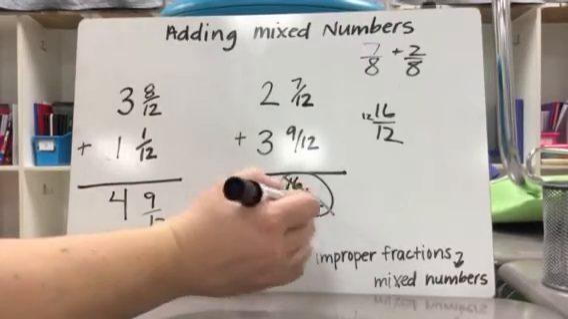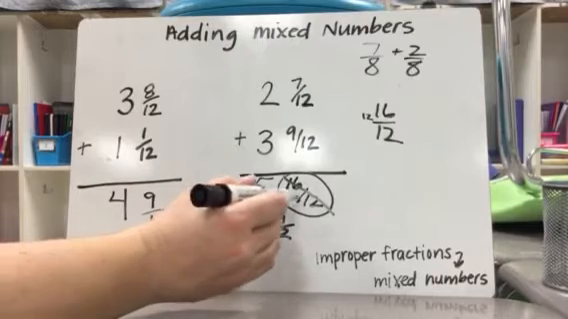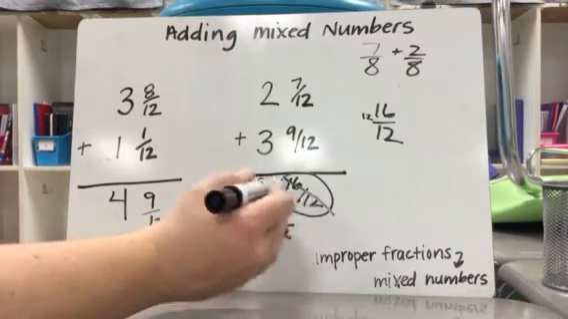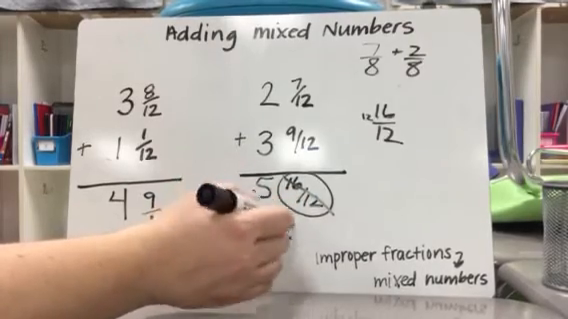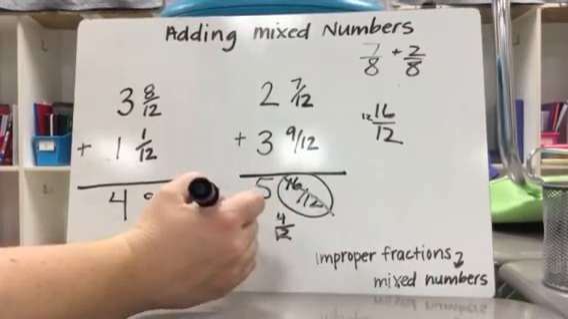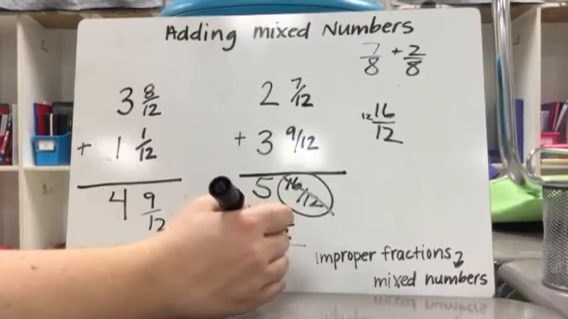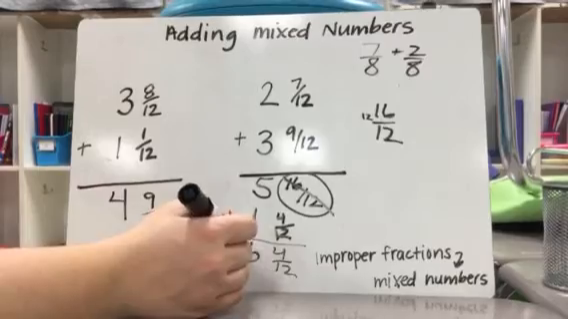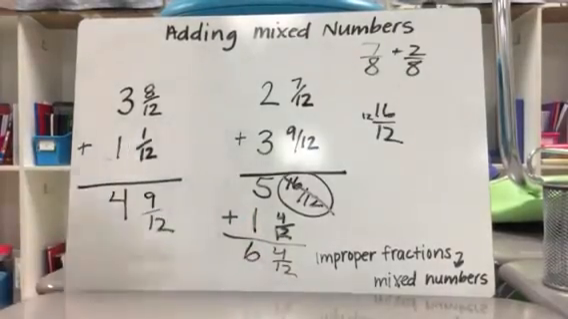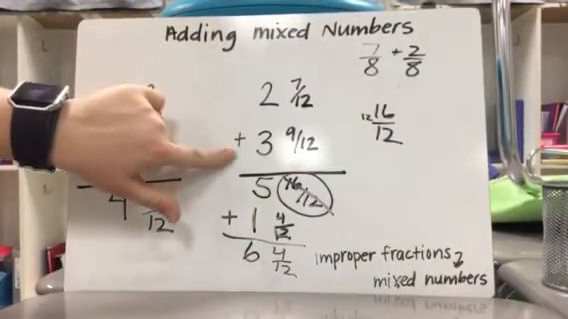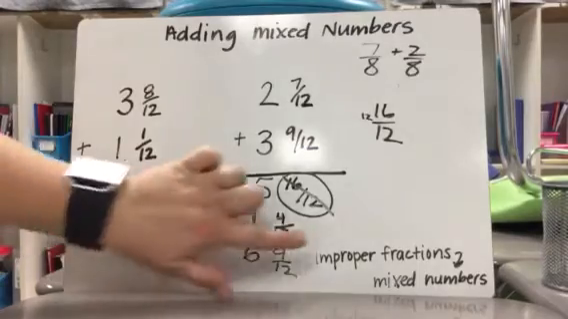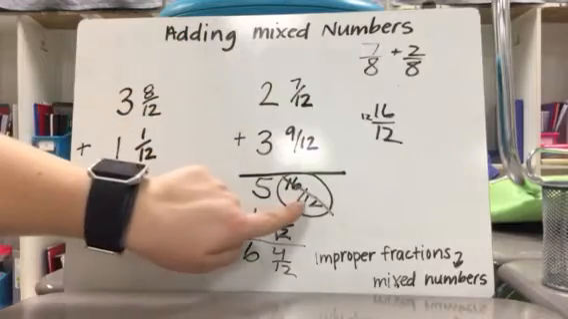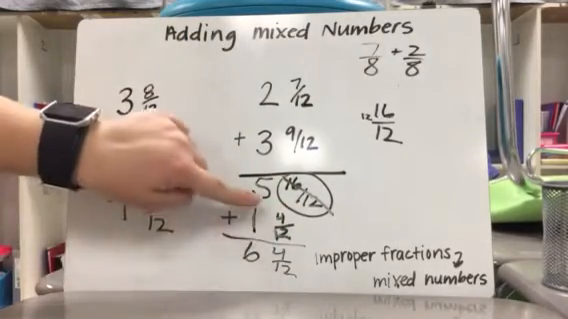So now I can add it. I just changed this to a mixed number. So these are the same value. I just changed it to a more standard representation. So that's why I crossed it out. I changed it to 1 4/12, and now I'm going to add it back in. So 4/12, and then my whole numbers is 5 plus 1 is 6. So 2 7/12 plus 3 9/12 ends up being 6 4/12. But I had that middle step where I needed to change the improper fraction to a mixed number. And then I added it back in.